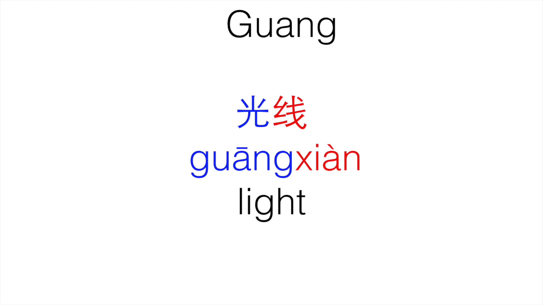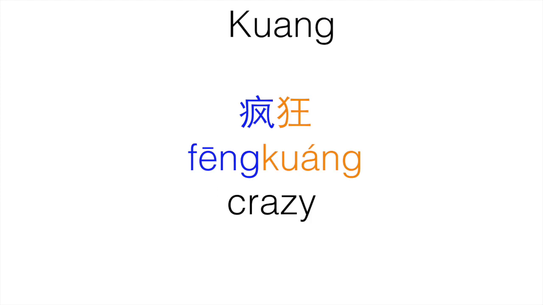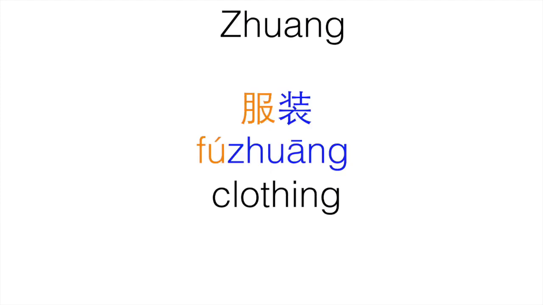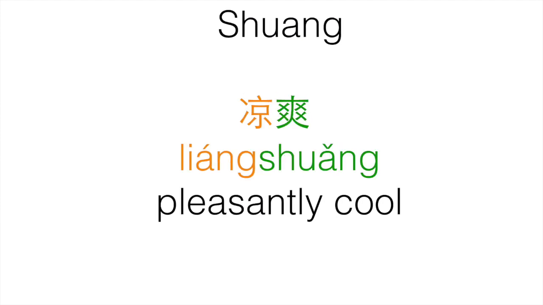光线 This word is pronounced in a first tone and a fourth tone, and it means light. 光线 疯狂 This means crazy. 黄色 You probably heard the second tone and the fourth tone here. This means yellow. 服装 The ZH sound is pronounced a little bit like the J in English, and this word means clothing. 凉爽 Means pleasantly cool, and it's pronounced with a second, then a third tone.